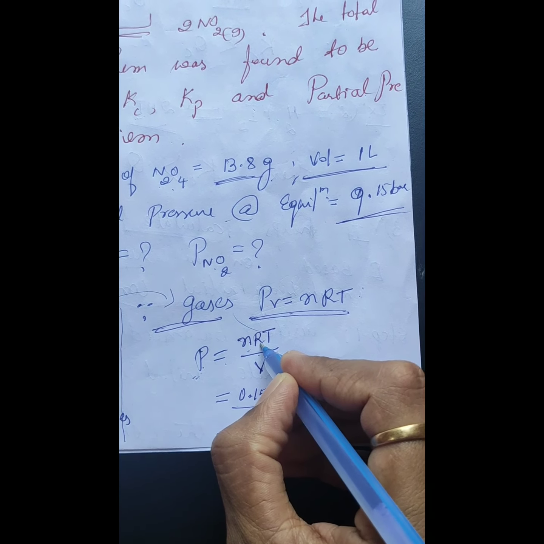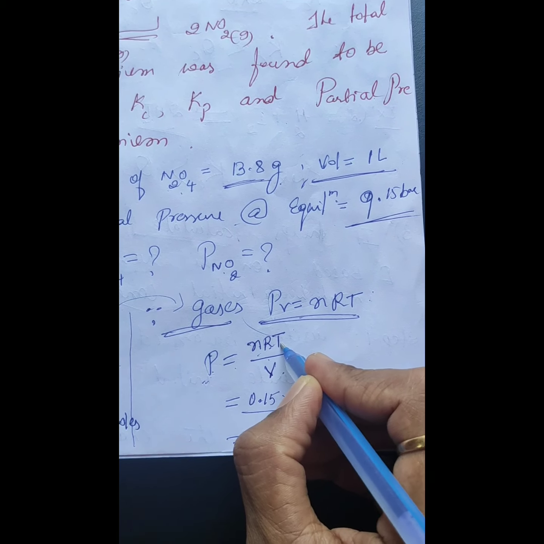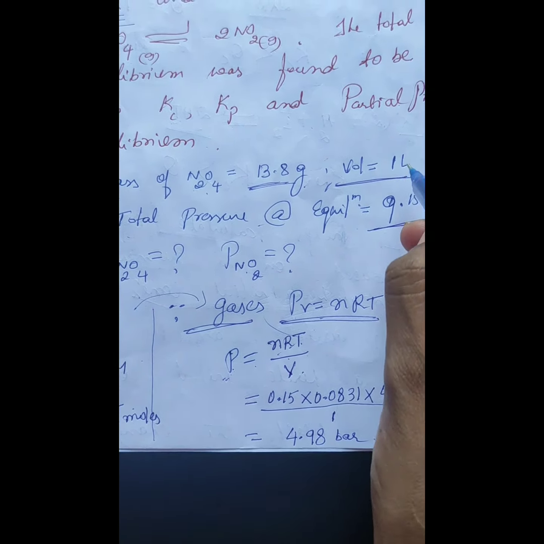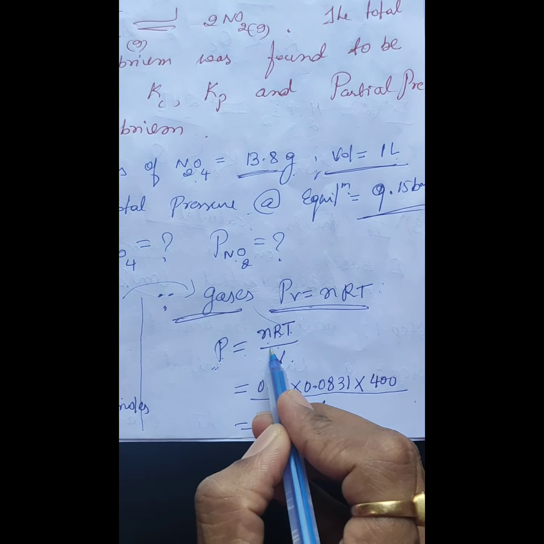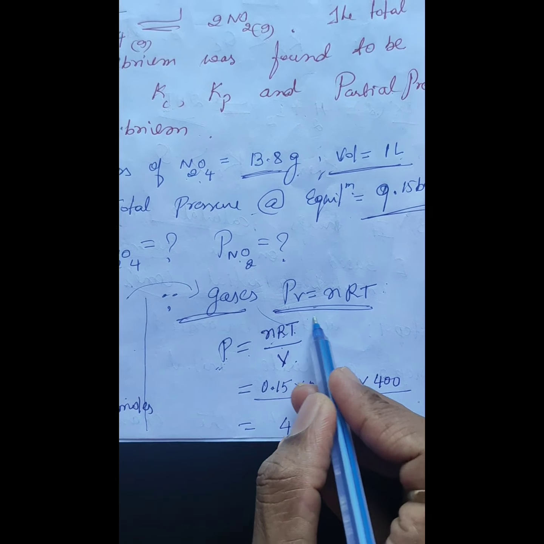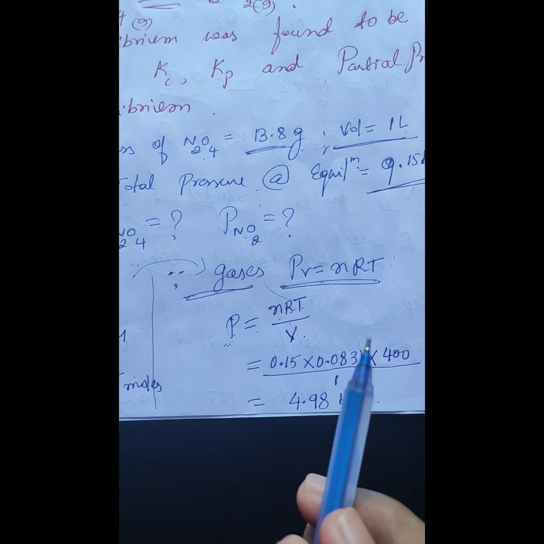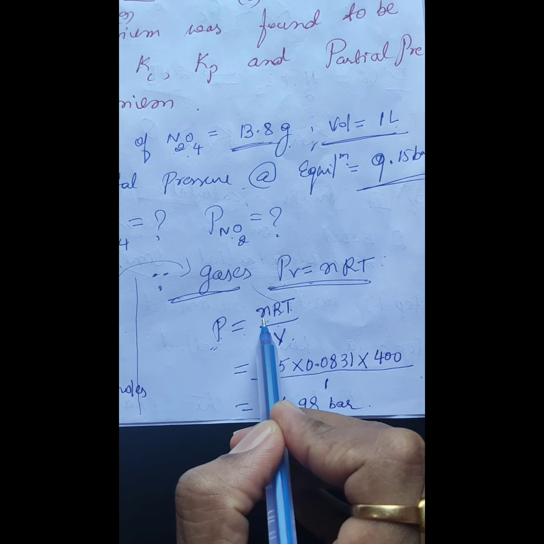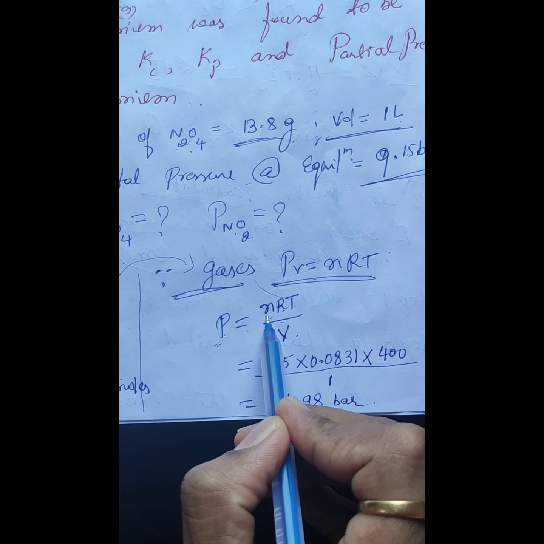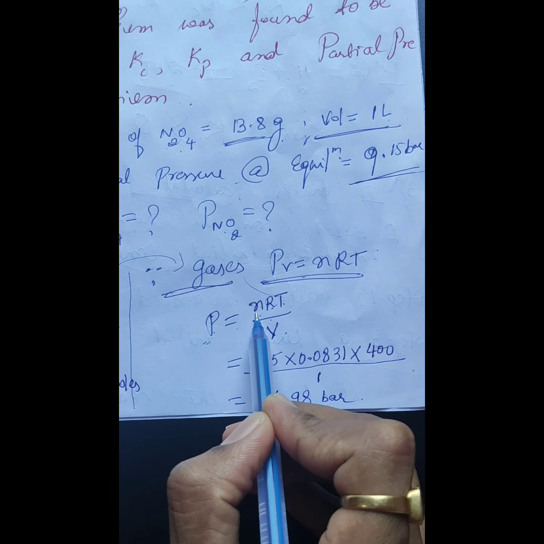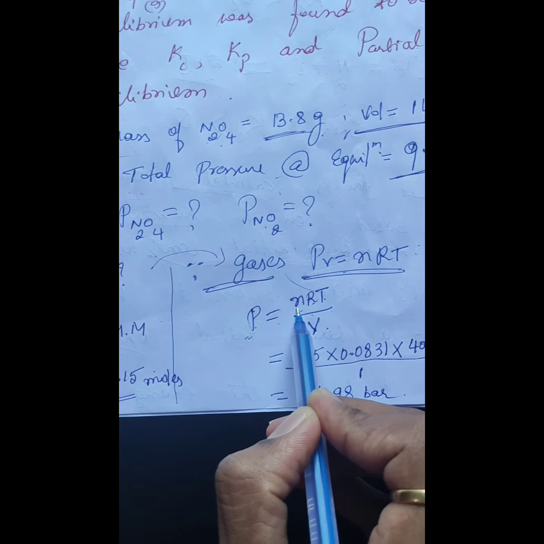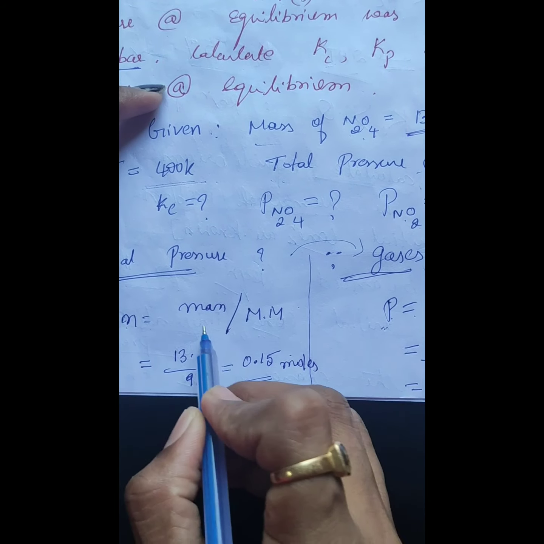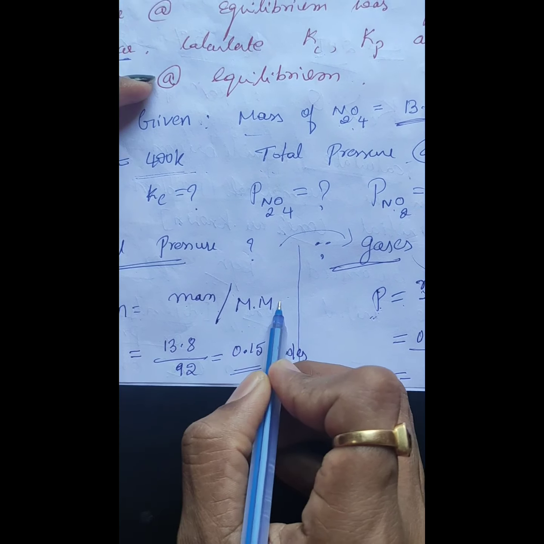The R value is known, 0.0831. Temperature they have given. Volume also they have given. But n is not given. First, for substitution, we need to calculate the value of n. What do you mean by n? n is nothing but the number of moles. Can we calculate the n value from the data given? Yes, of course we can. Therefore, n will be equal to mass by molar mass.